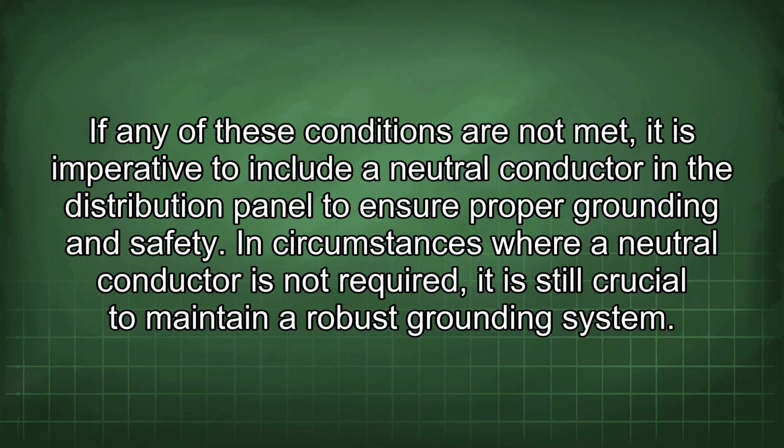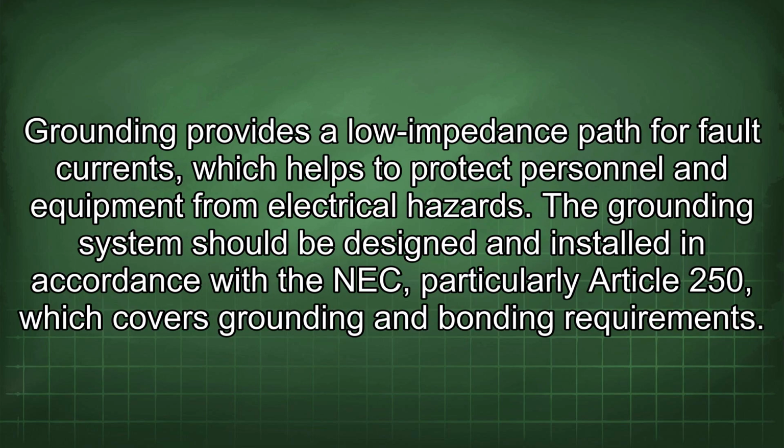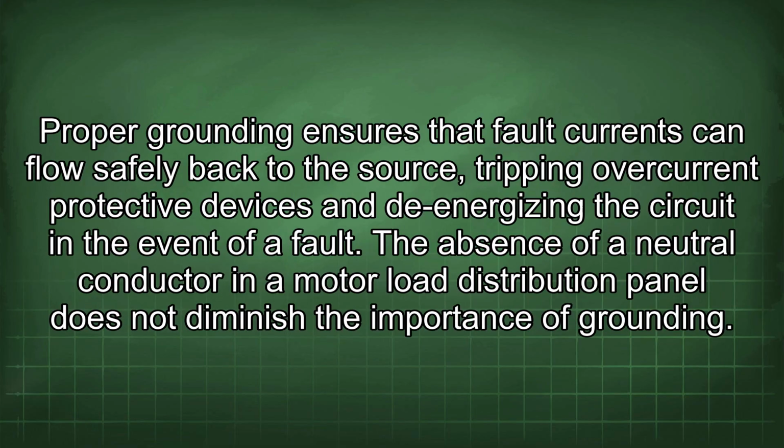In circumstances where a neutral conductor is not required, it is still crucial to maintain a robust grounding system. Grounding provides a low impedance path for fault currents, which helps to protect personnel and equipment from electrical hazards. The grounding system should be designed and installed in accordance with the NEC, particularly Article 250, which covers grounding and bonding requirements. Proper grounding ensures that fault currents can flow safely back to the source, tripping overcurrent protective devices and de-energizing the circuit in the event of a fault.